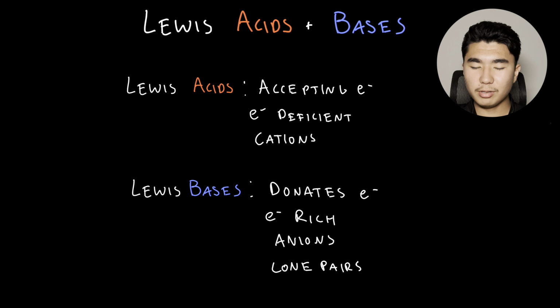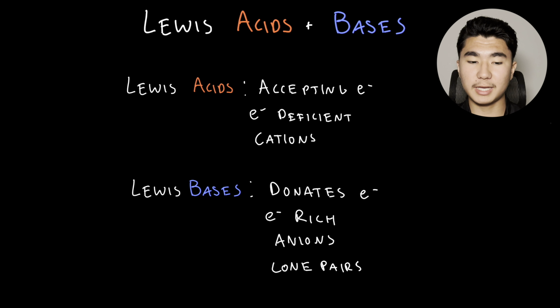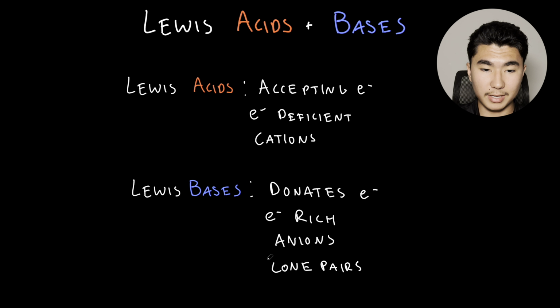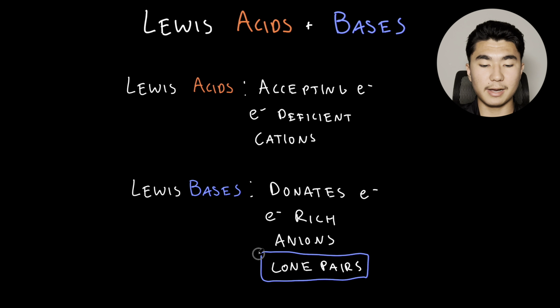Honestly, the only thing you have to remember for Lewis bases and acids is this picture right here, this definition of them, where Lewis acids are going to be accepting electrons. They're electron deficient, mostly cations, where Lewis bases are going to be donating electrons. They're electron rich, usually anions, and the biggest thing over here, lone pairs.